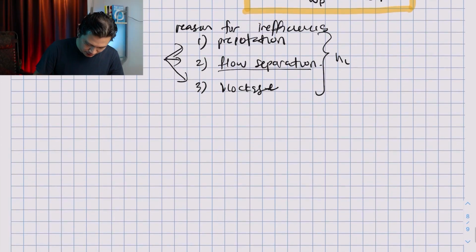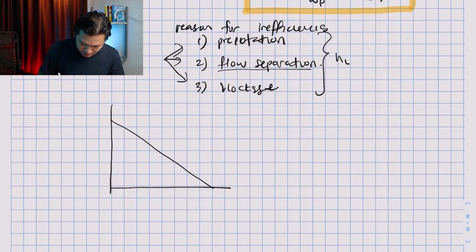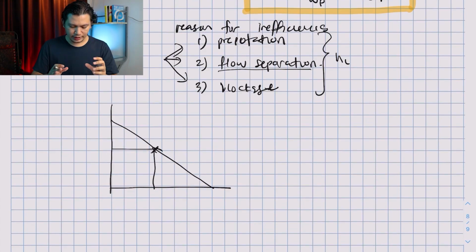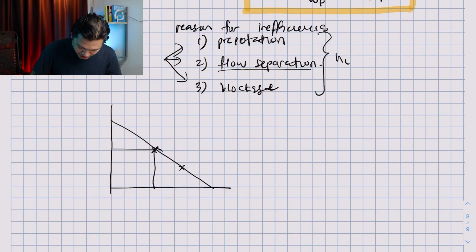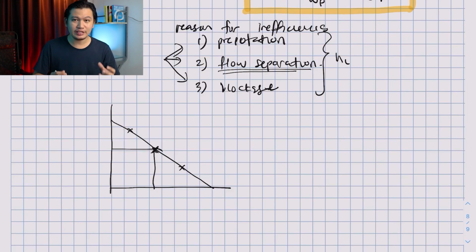Let's say, in our previous example, you are here, right? About here. So at this point, the pre-rotation loss is different than if you are at this point. Okay, and the flow separation, for example, at this point is different than when you are at this point. So as your operation changes, for example, if you change the flow rate, then the efficiency would change as well.